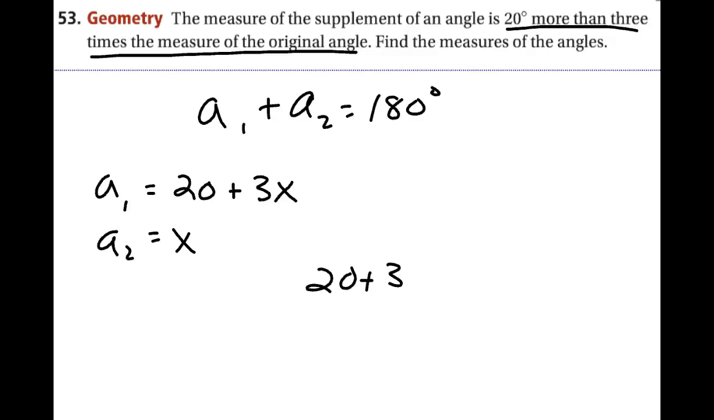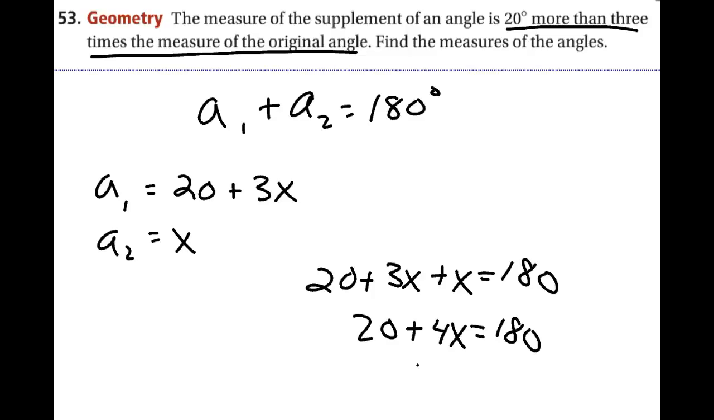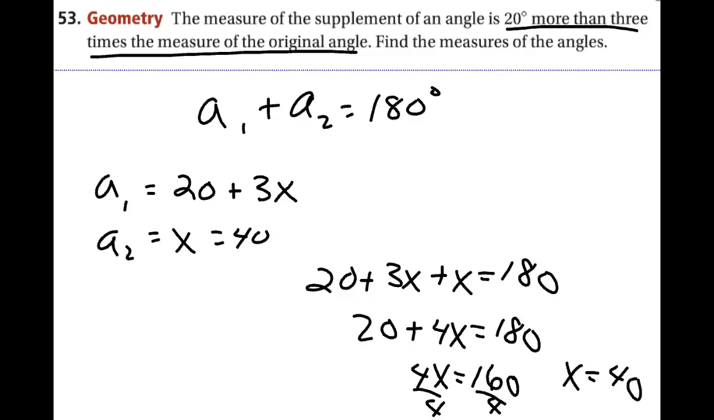I know that when I add those two things together, it's supposed to be 180. Subtract 20, divide by 4, x is 40. So I know the original angle is 40, and I know the other angle is 20 plus 3 times 40, which better be 140 because remember, these two things have to add up to 180 anyways. And it is. 3 times 40 is 120, plus 20 is 140. Okay, I got a couple more.